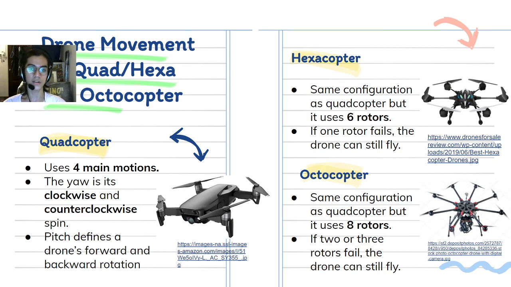Next is hexacopter. Hexacopter has the same configuration as quadcopter, but it uses 6 rotors. If one rotor fails, the drone can still fly. And the last one is octocopter. It has the same configuration as quadcopter, but it uses 8 rotors. If 2 or 3 rotors fail, the drone can still fly.